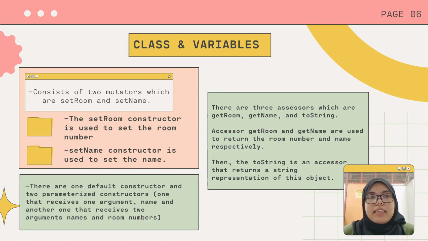The classes in this project consist of two mutators, which are setRoom and setName.